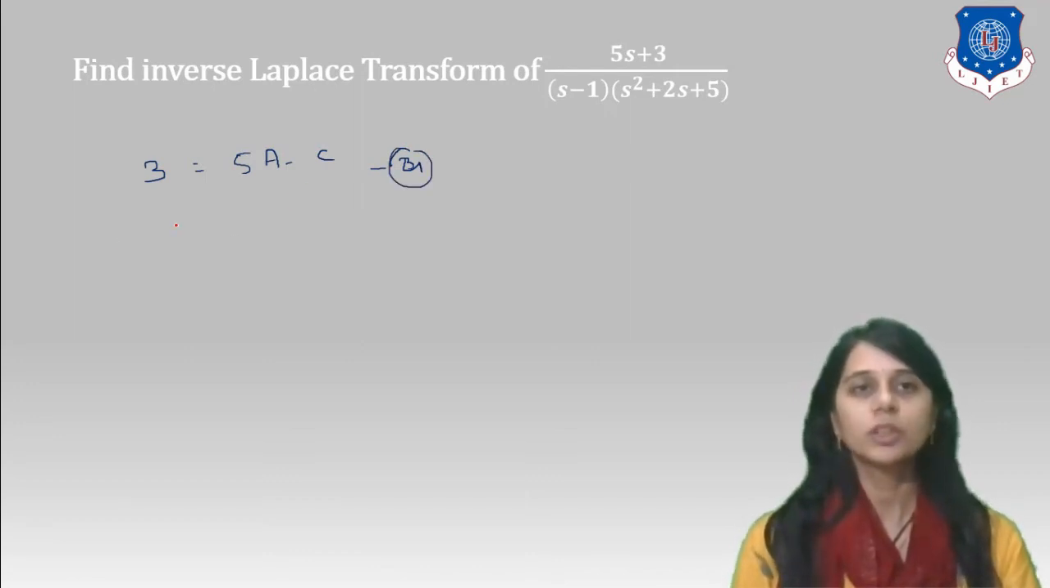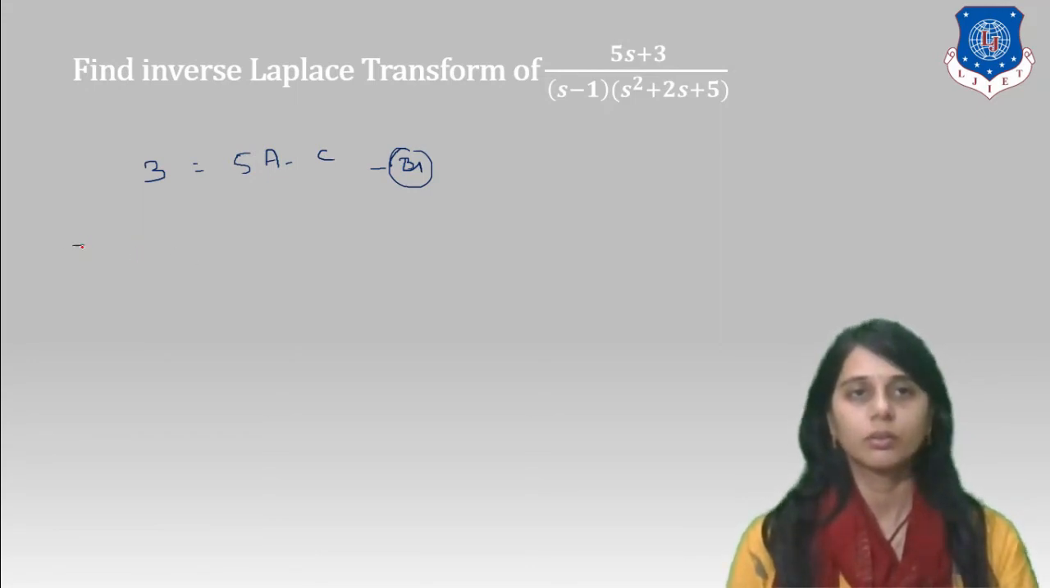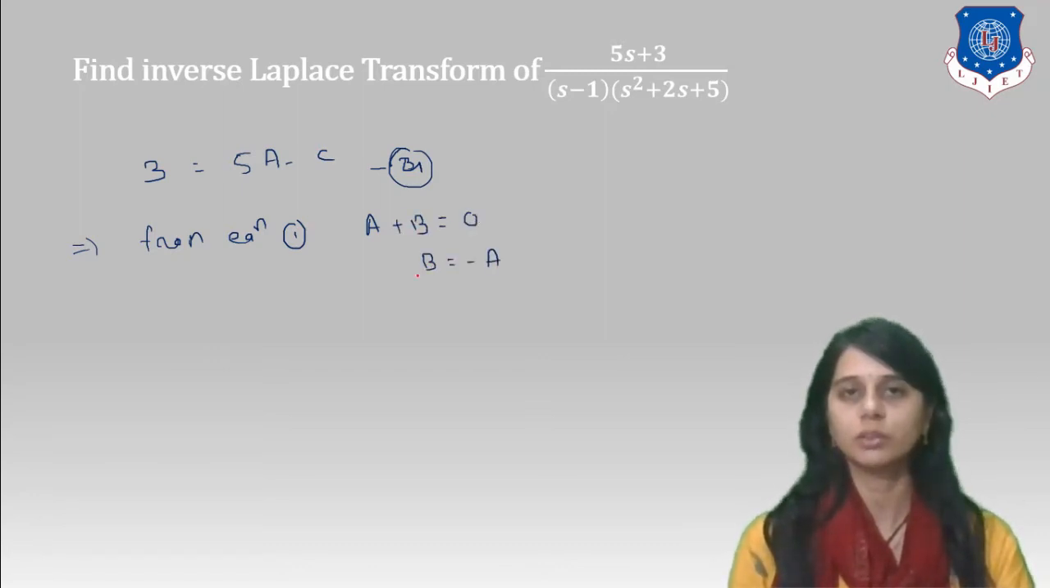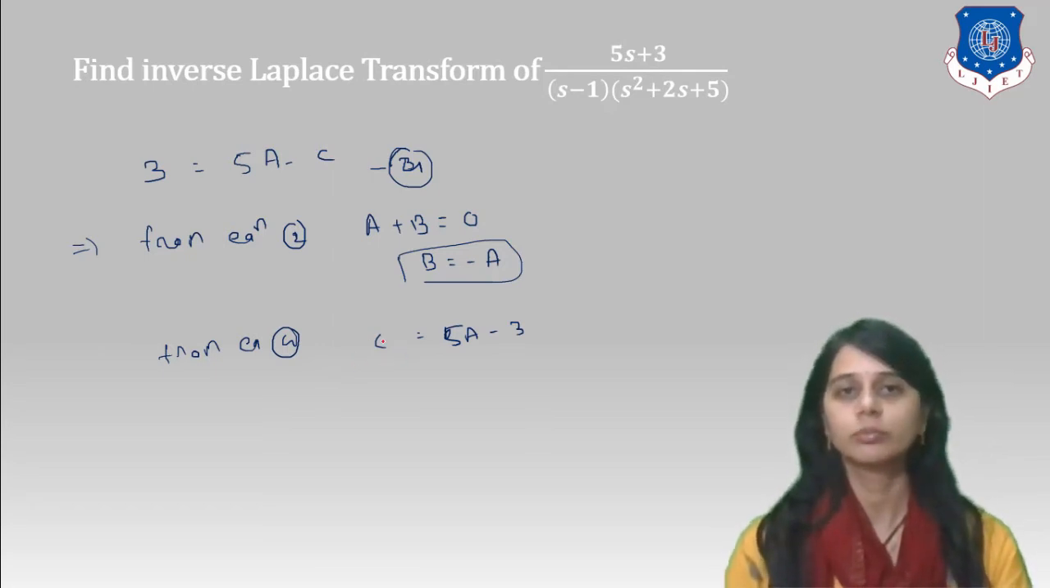Now from equation 2, A plus B equal to 0, so B equal to minus A. From equation 4, C equal to 5A minus 3.